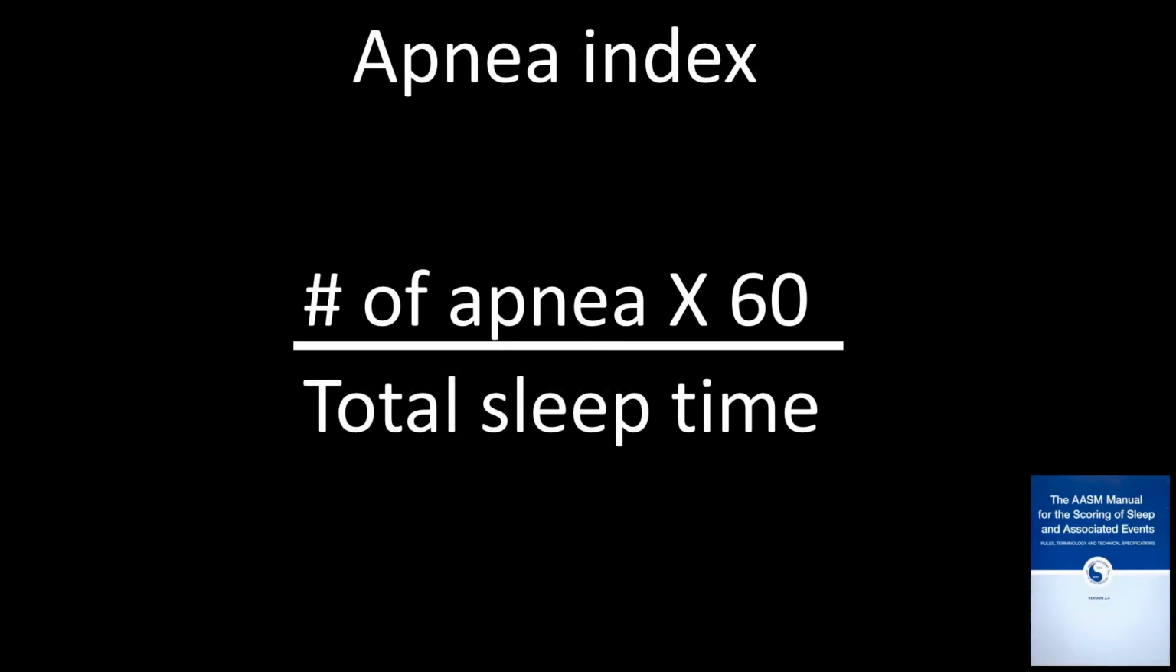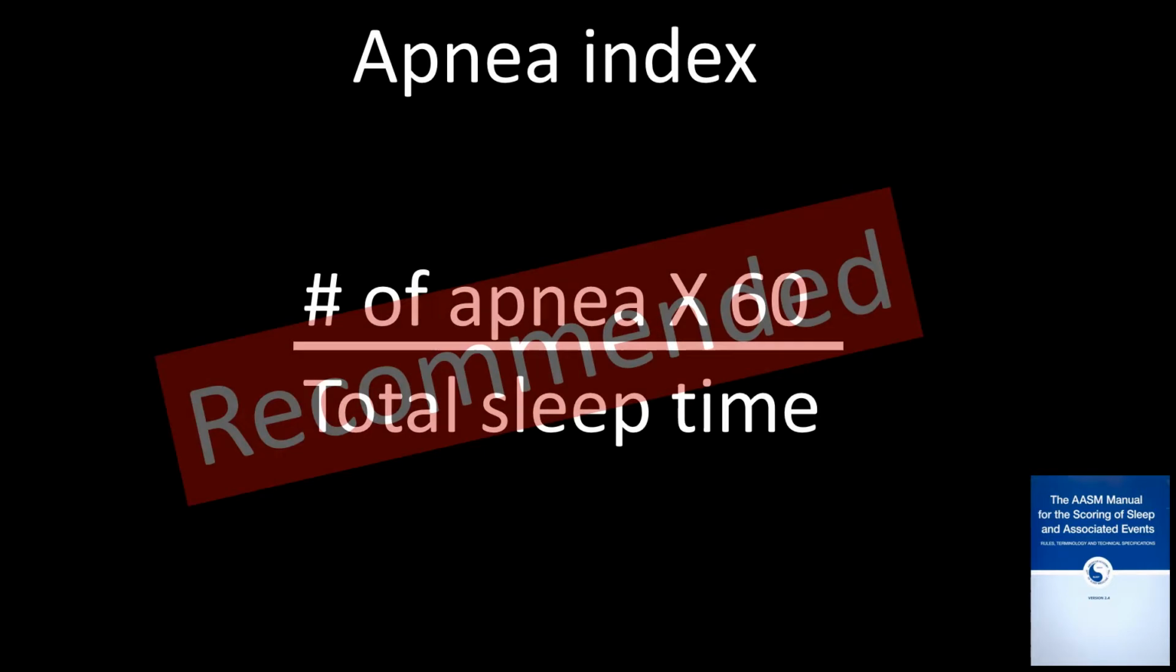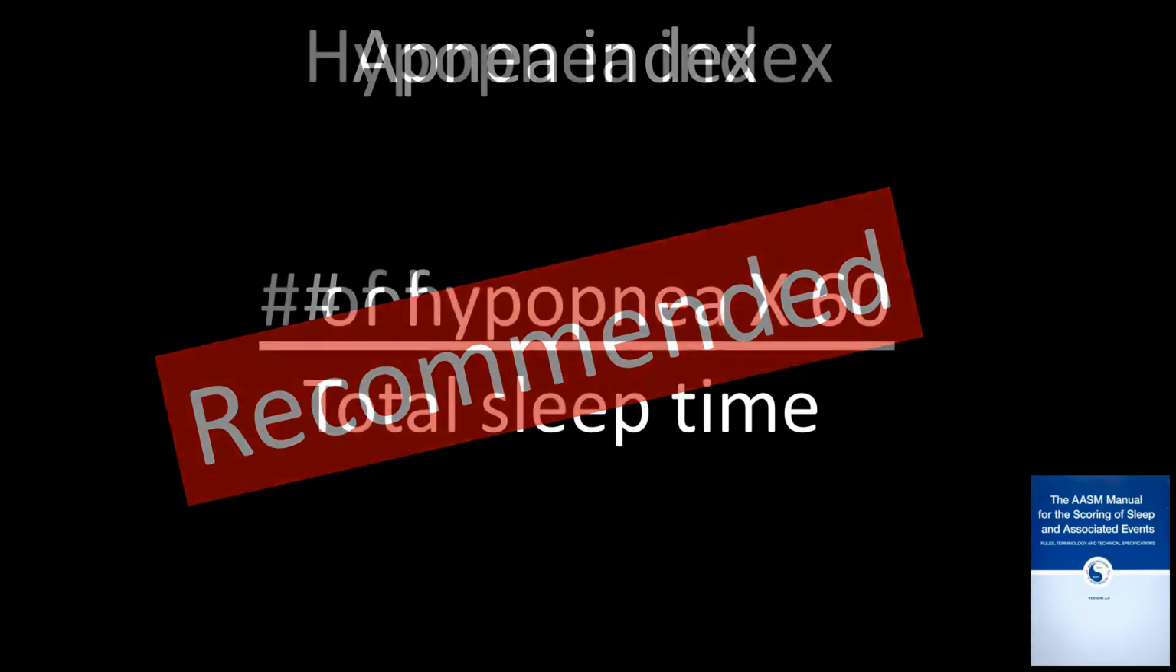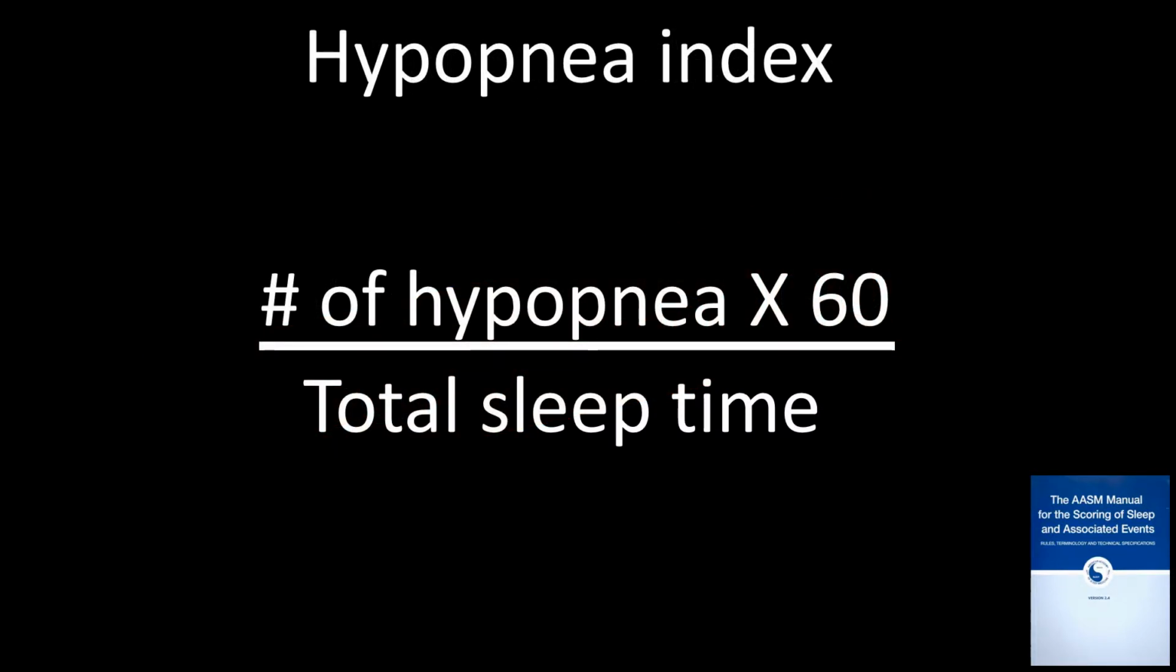Apnea index is calculated by multiplying the number of apneas by 60 and dividing it by the total sleep time. The apnea index is given in apneas per hour. This parameter needs to be reported. Hypopnea index follows the same calculations but with hypopneas.